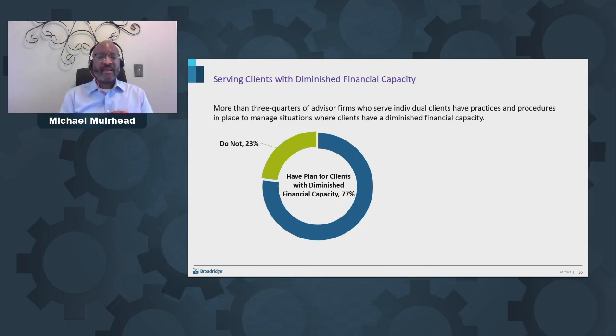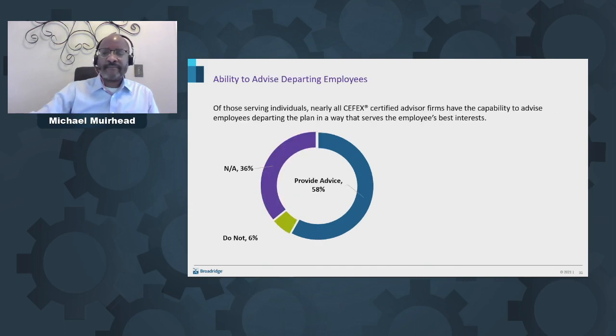Another really hot topic is policies and procedures and practices that are in place for a real challenge in the marketplace. And this is working with and dealing with older clients. And the good news is that most of the practices that we did assessments on have policies, procedures, and practices in place for working with clients with diminishing financial capacity. 77% we observed in our assessments there.